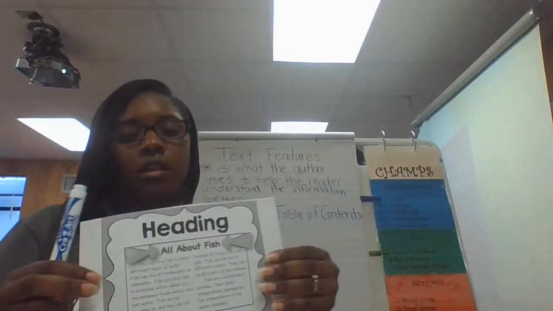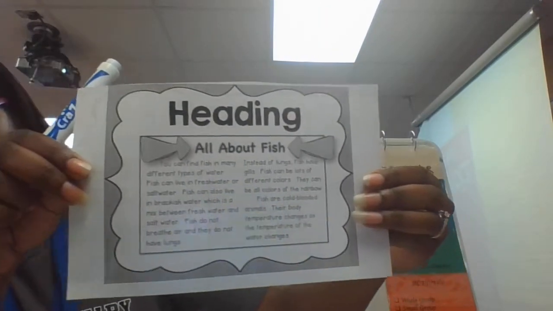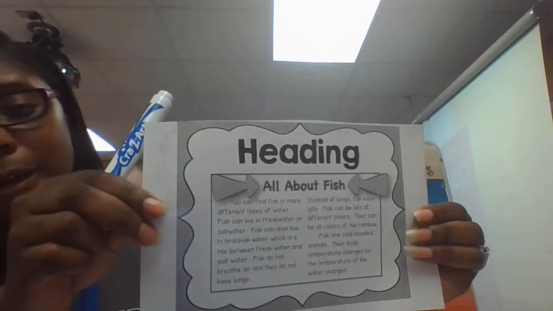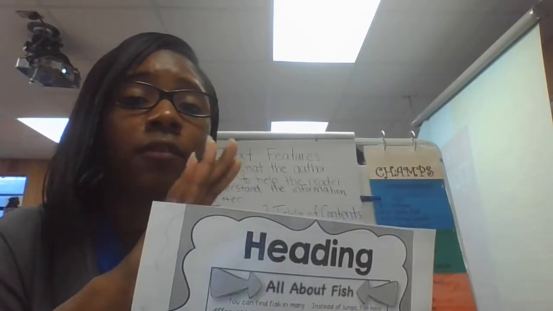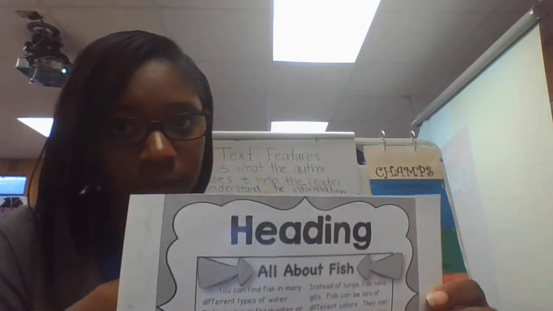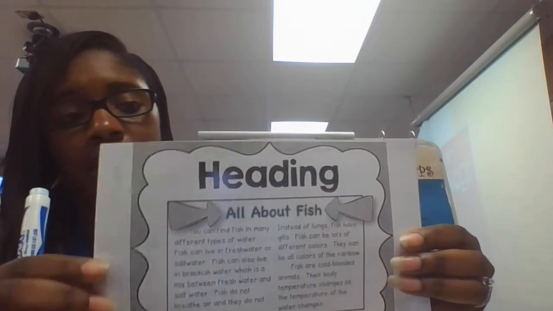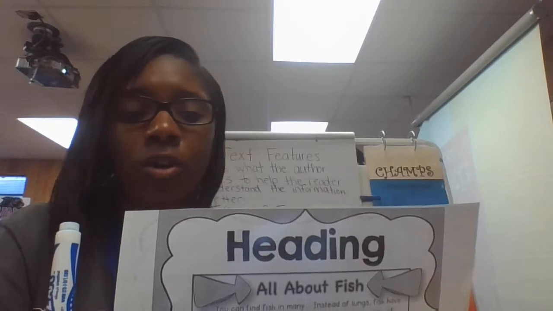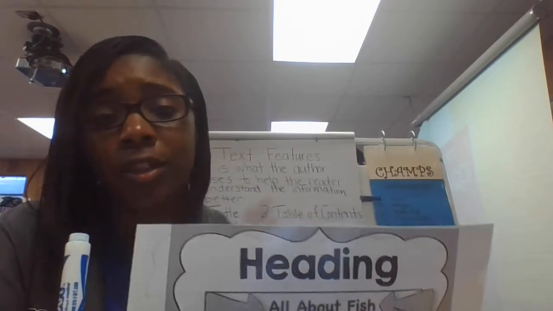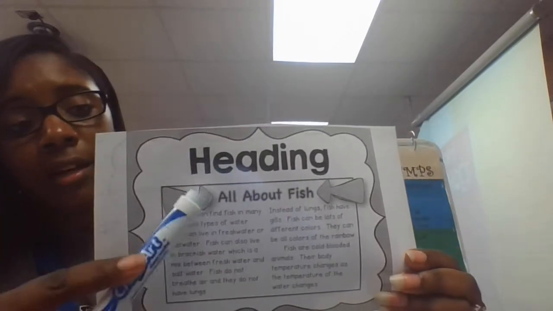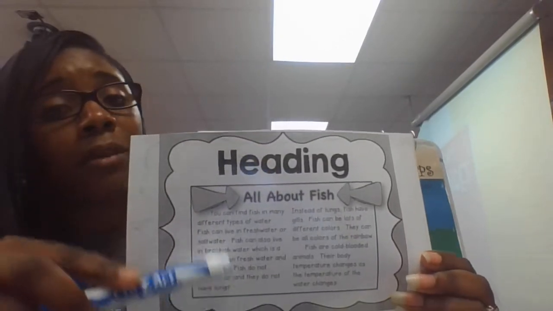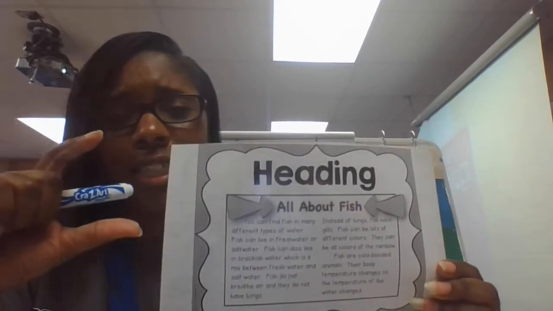Here's another example of heading. Notice how it's in big letters at the top, but it's not the title. The title is on the front cover of a book. But a heading is a little lower, a little bit smaller than a title. A title will be bigger, but a heading gives you what the information is going to be about, only for that section.